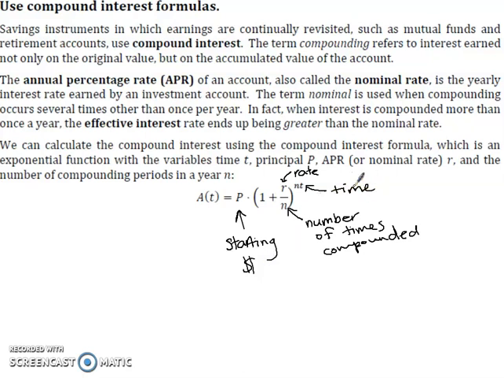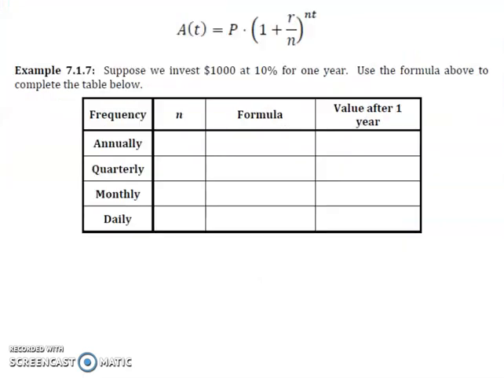If time is in months, then my number of times compounded needs to be months. Generally, we talk about time in years, and our number of times that we compound our interest will be given to us in years. But the units on N and T both need to match. We're going to go ahead and talk about what happens to our amount in our bank if we are compounding our interest at different time intervals throughout the year.